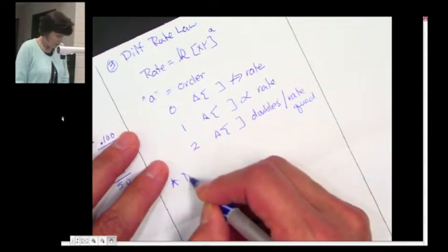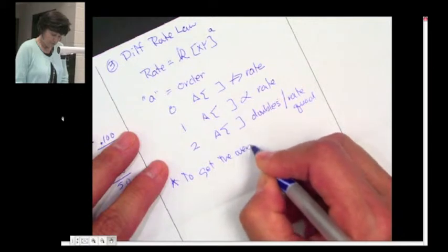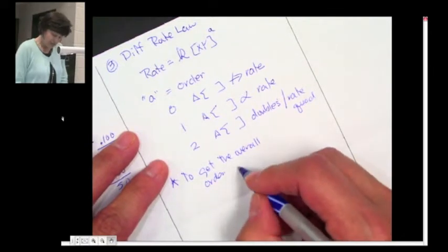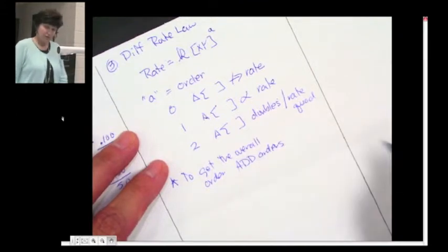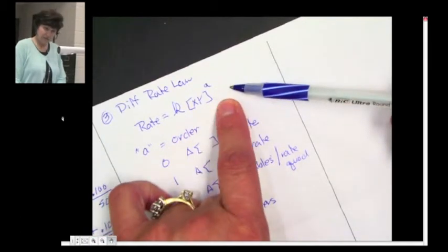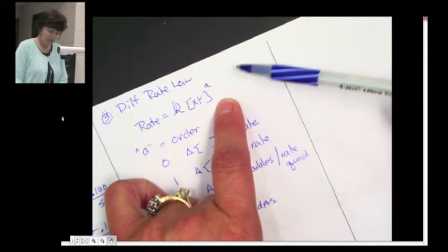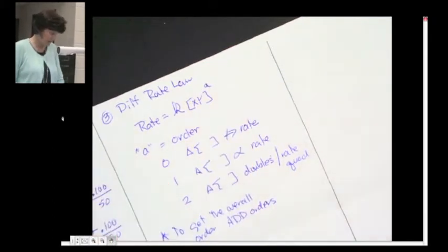to get the overall order for a reaction, then you add the orders. If I had more than one reactant up here, then I would follow this with the concentration of the second reactant raised to a power which would signify the order of the reaction.